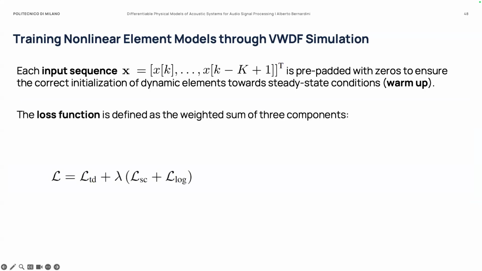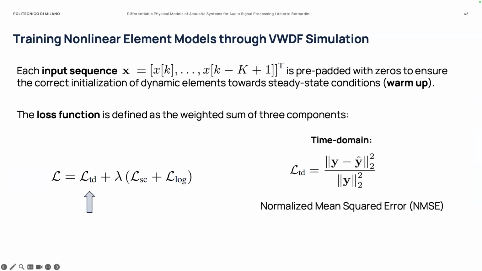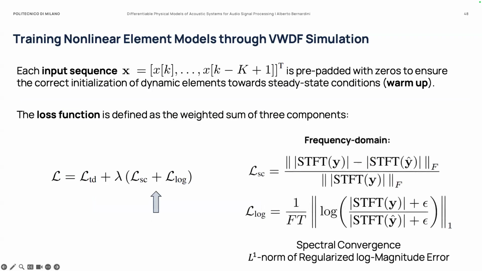I will skip some passages here. We defined a slightly more complicated loss function in this case, along with the normalized mean square error that we used also before. We also used a loss function defined in the STFT domain, so in the frequency domain. But I think it is not worth entering into these details. The idea is that we also added a term here, which is a frequency dependent one.